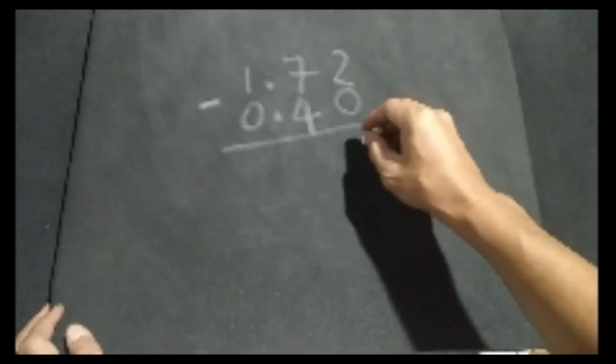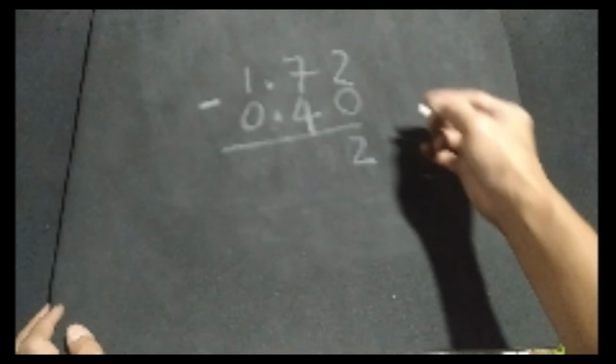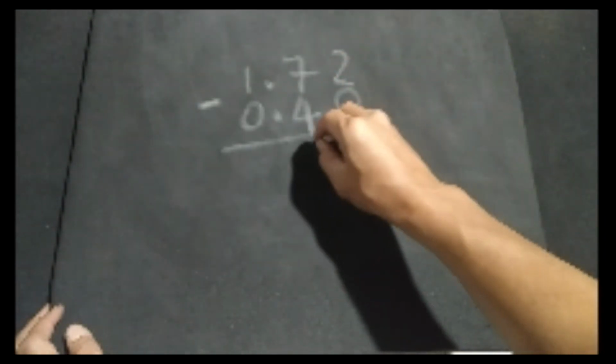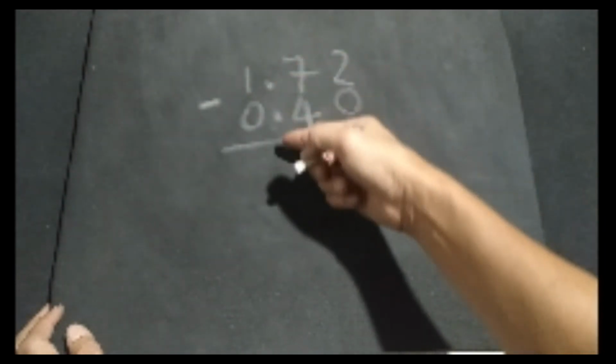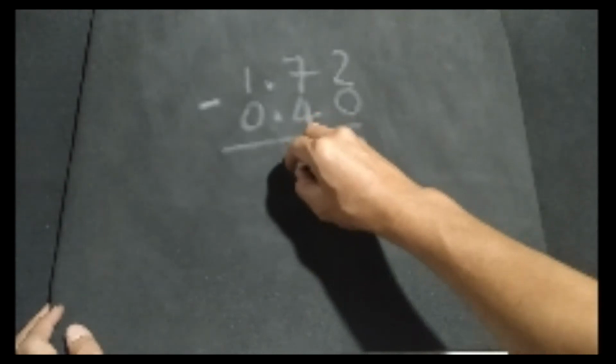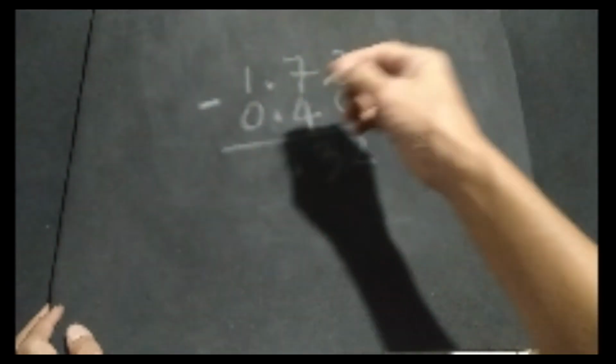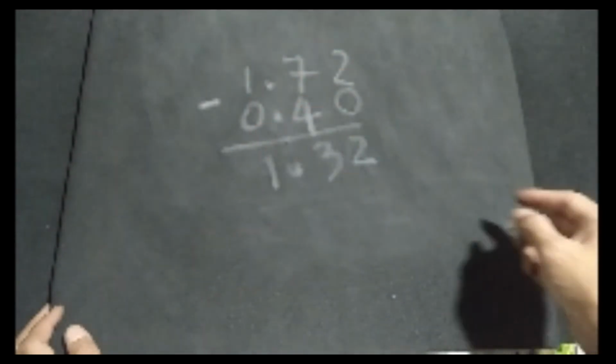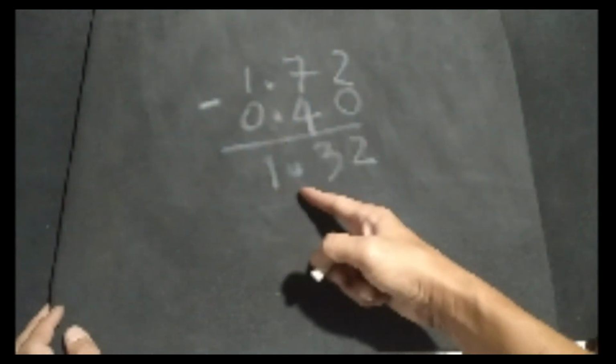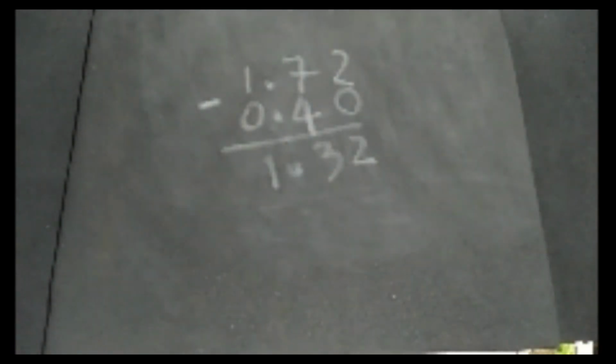So we start minus from the right hand side. 2 minus 0 equals 2. 7 minus 4 equals 3. And we bring down the point. 1 minus 0 equals 1. The answer we have is 1.32.